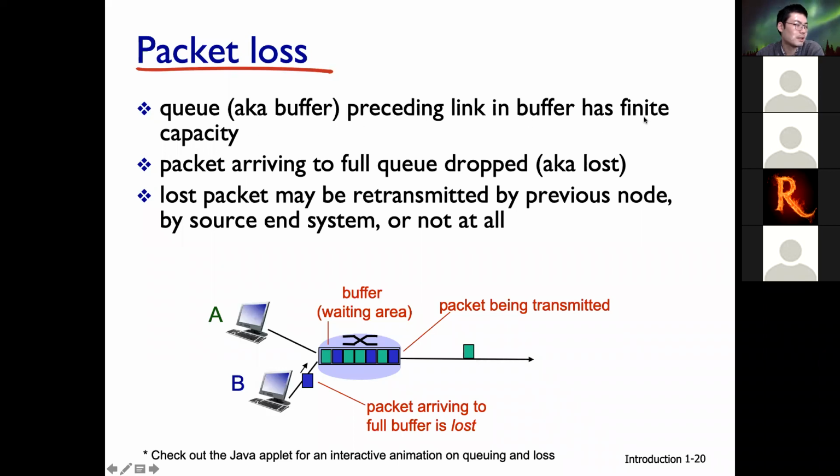The buffer has a finite capacity, and the packets arriving at a full queue will be dropped. Basically, the router will refuse to process it. The lost packet may be retransmitted by the previous node, or it may say, hey, I don't handle the retransmission with the previous device, maybe between two routers, I don't want to handle it. Then your end device, end system, will have to handle it after some timeout.